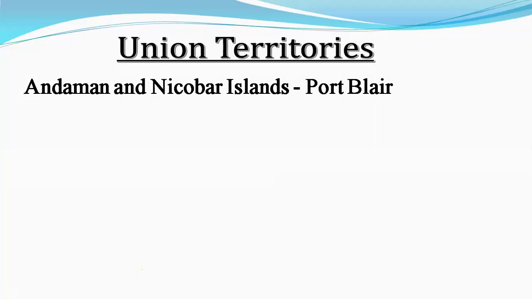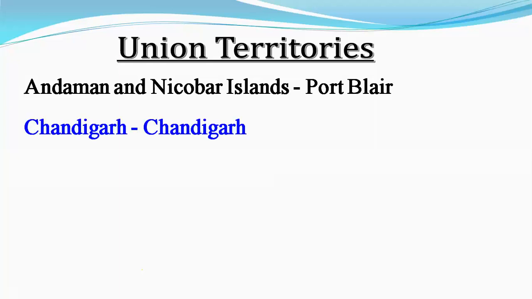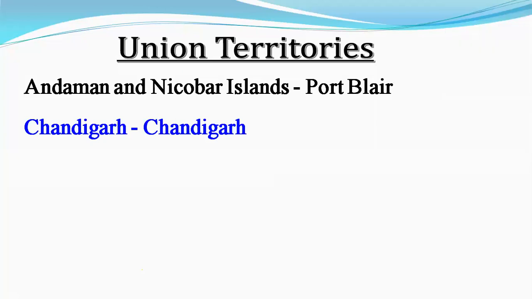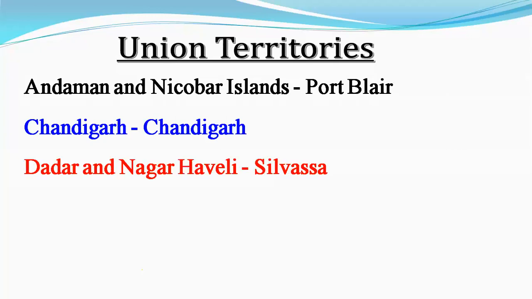Then next one is... Sorry, it is 9. According to the Article 370 amendment, Jammu and Kashmir also became a union territory. Exactly, right. So Chandigarh. Next one is Dadra and Nagar Haveli, Silvassa.